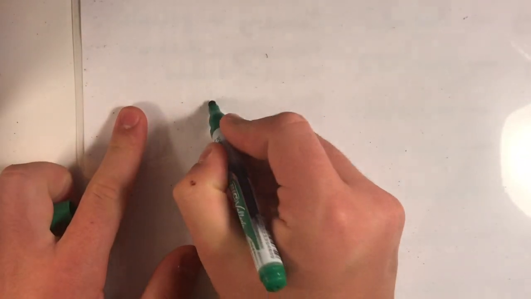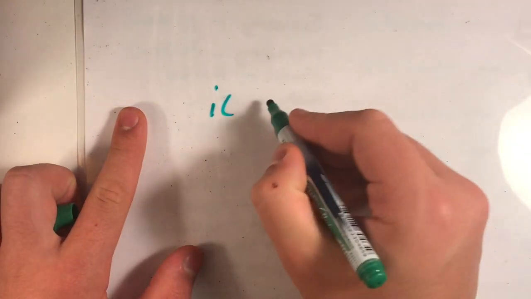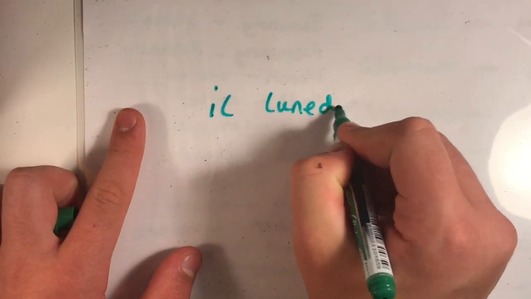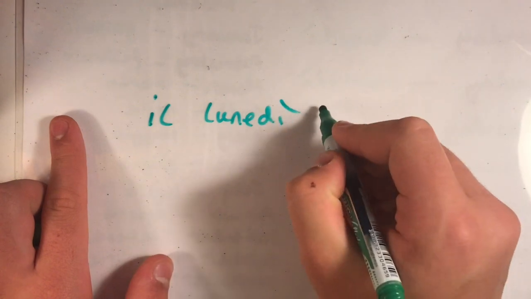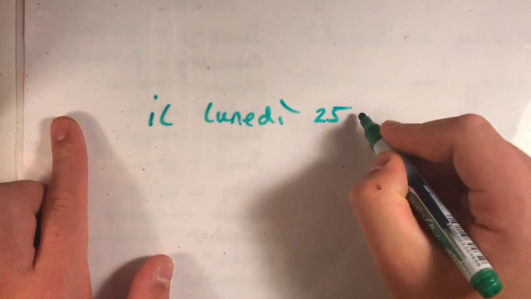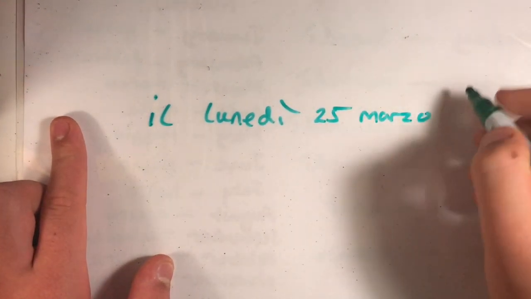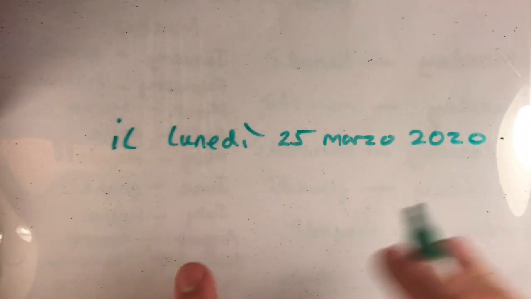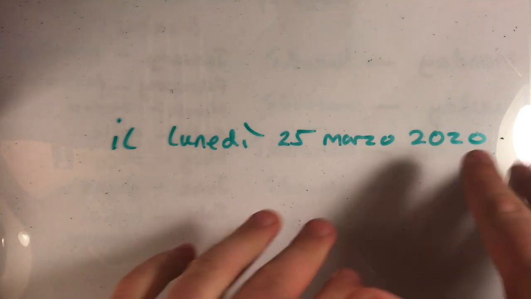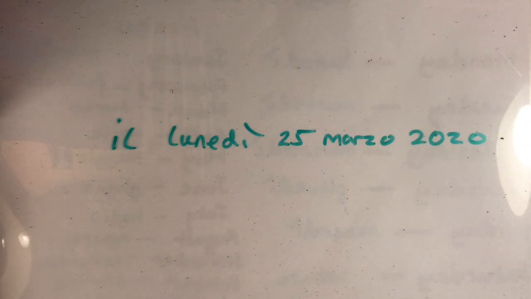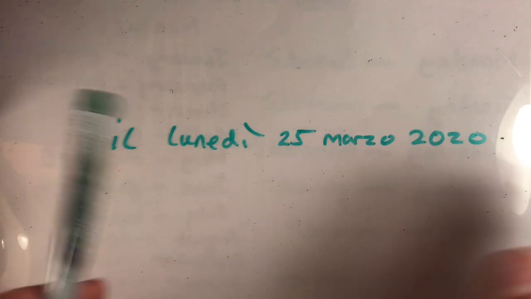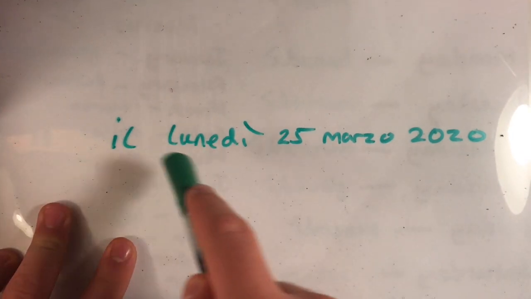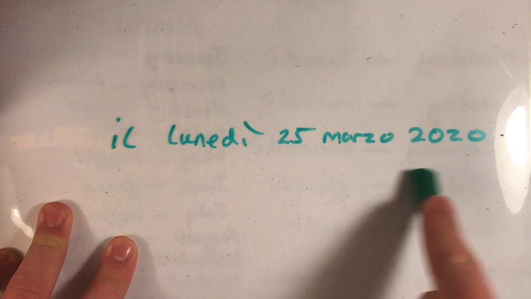So, let's say lunedì 25 marzo 2020. Don't worry if you don't get what I just said there. 2000 is a lot further away than what we're at just now, but we can just keep looking at them every week and we will eventually get there. So what I've written down here is just a random date out of my head. So the Monday, the 25th of March 2020.